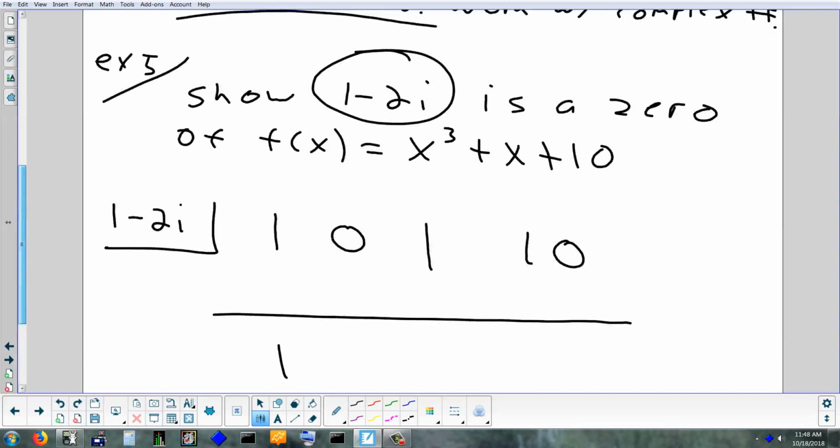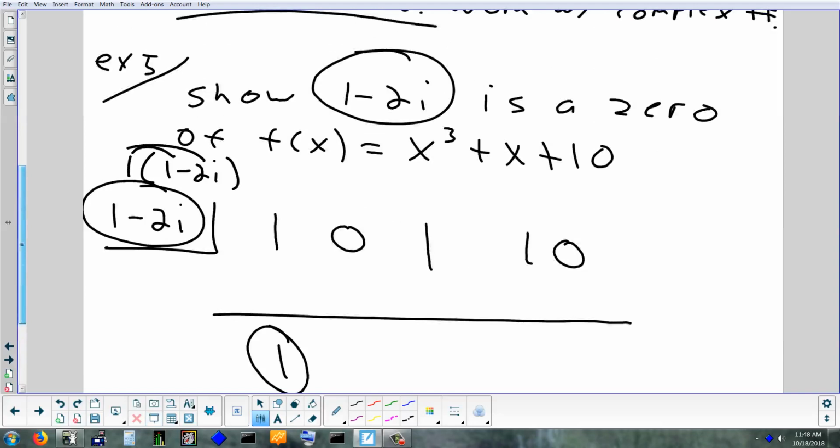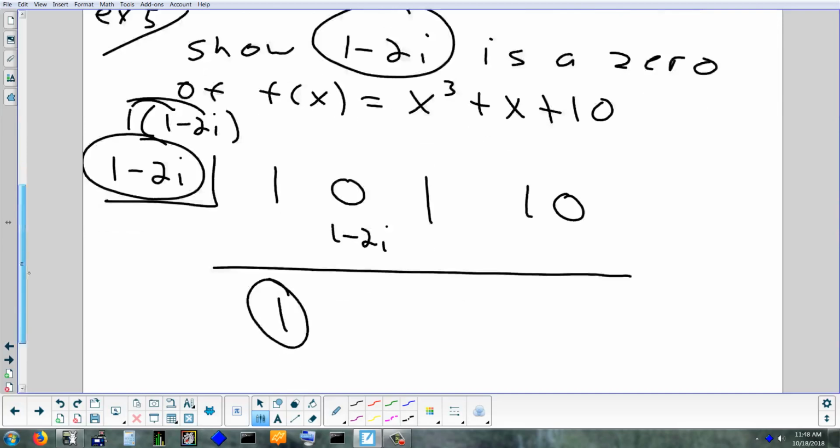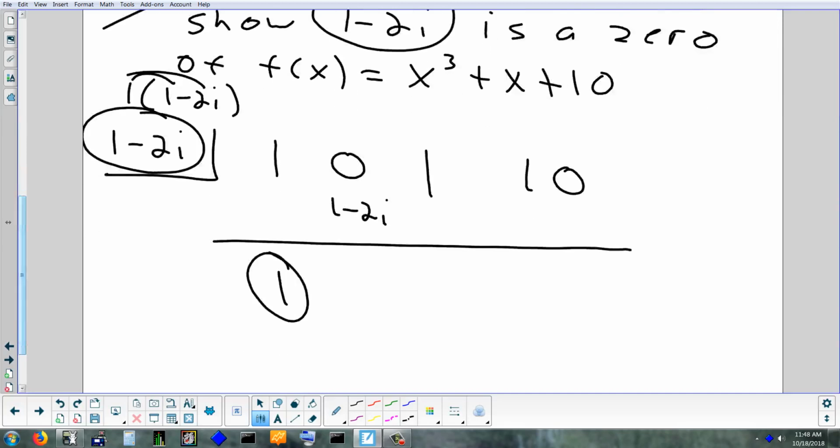All right, so bring down the 1. That's your first step. And now the first step, it's not bad. We do 1 minus 2i times 1. That's like doing this. Just multiply the 1 out. Is that going to change anything when we distribute the 1? 1 minus 2i times 1 is still 1 minus 2i. And now what do we do with those two numbers? In long division, we subtract them. But we add them with synthetic. Well, we're adding 0, so it stays the same.